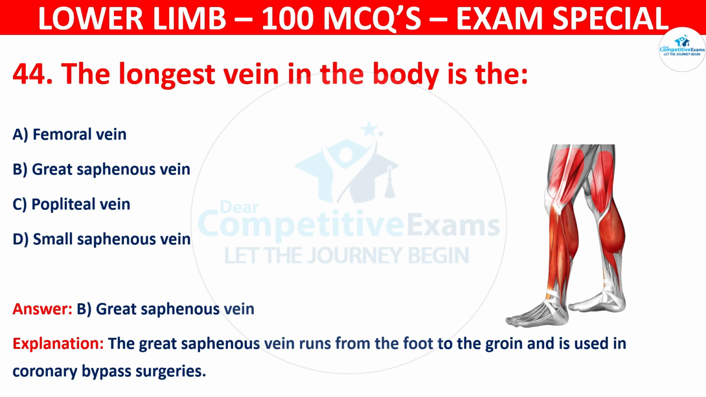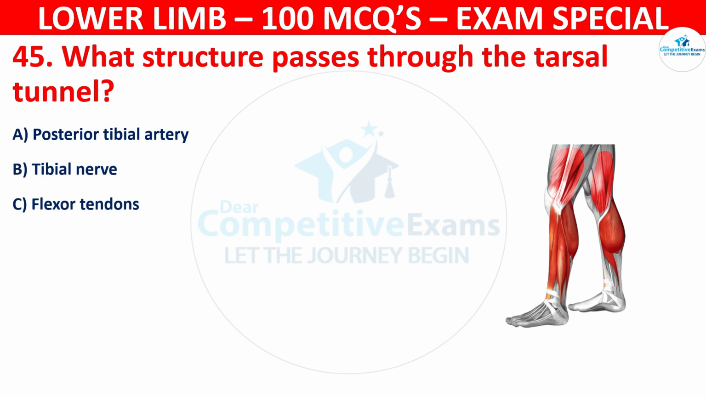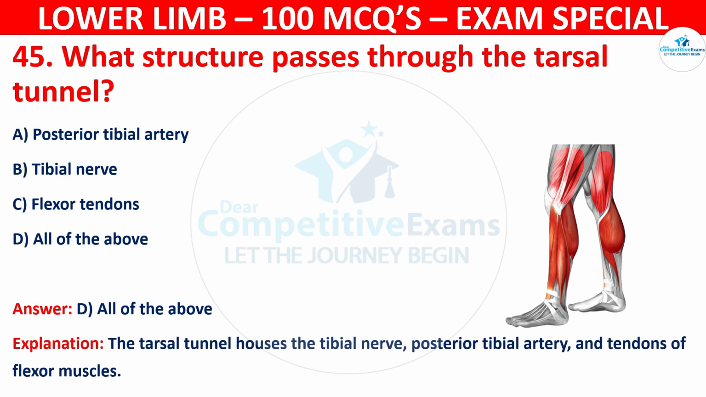Question number 45. What structure passes through the tarsal tunnel? Your options are posterior tibial artery, tibial nerve, flexor tendons, or all of the above. The correct answer is D, that is all of the above. The tarsal tunnel houses the tibial nerve, posterior tibial artery, and tendons of flexor muscles.